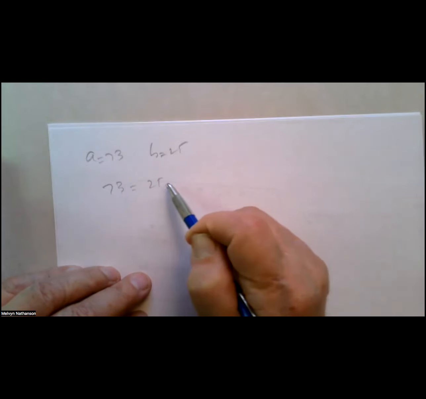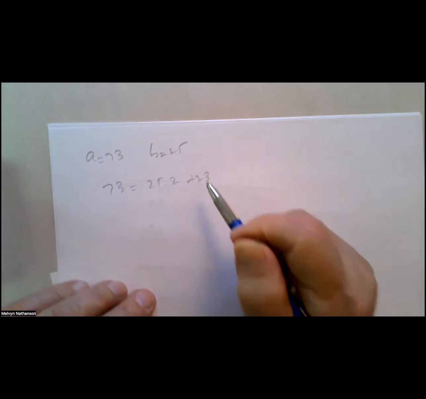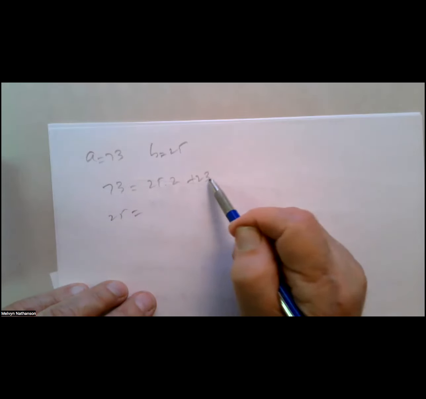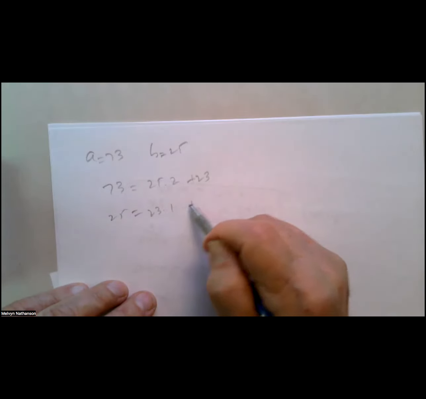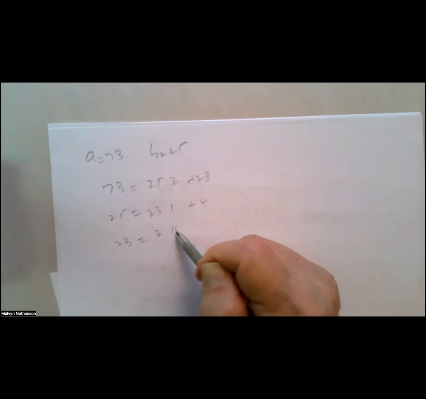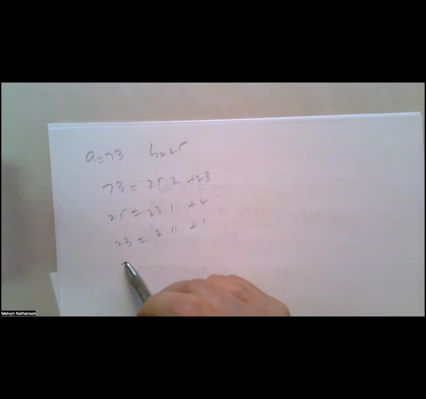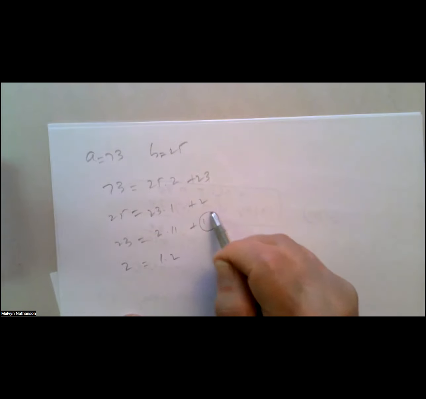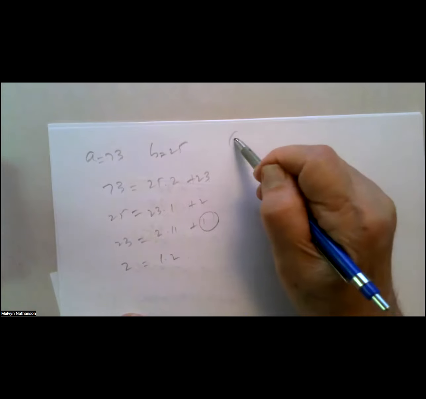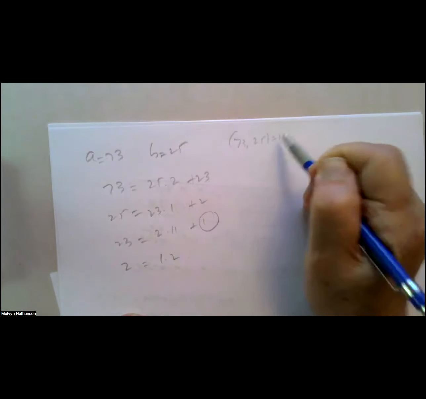73, if you divide it by 25, has a quotient of 2 and a remainder of 23. 25, when you divide it by 23, is a quotient of 1 and a remainder of 2. 23, if you divide it by 2, has a quotient of 11 and a remainder of 1. And 2, when you divide it by 1, has a quotient of 2 and a remainder of 0. So the GCD of 73 and 25 is definitely equal to 1. And this is the Euclidean algorithm. It basically took 3 or 4 steps.